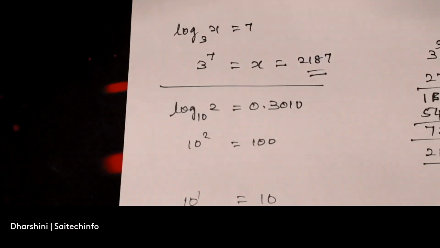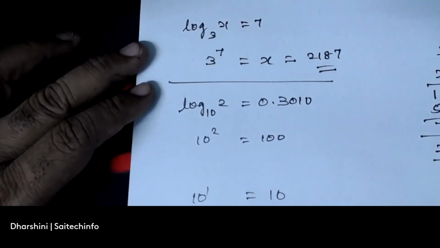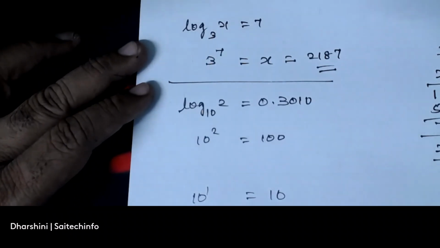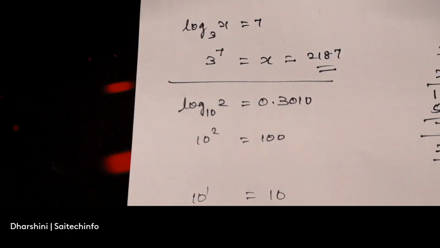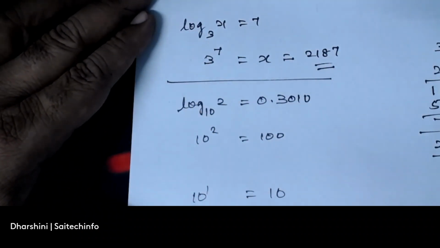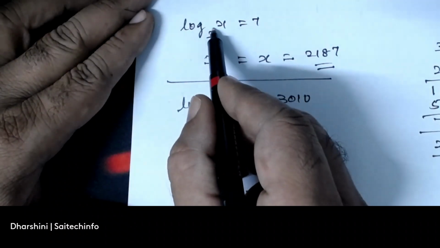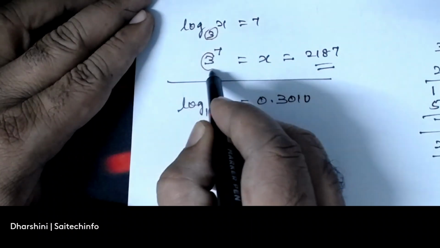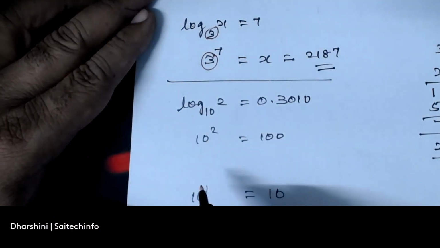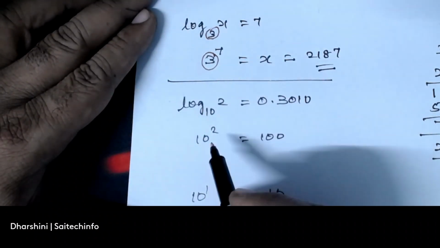Let us consider this simple example. Log x to the base 3 is equal to 7. So this can be converted into the exponent form and thereby we can find out the solution. Let us consider this log x to the base 3. So retain this base 3 here and 7 as such. So this 7 can be brought here. So 3 power 7 is equal to x.